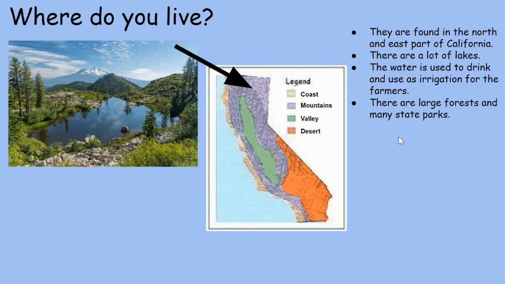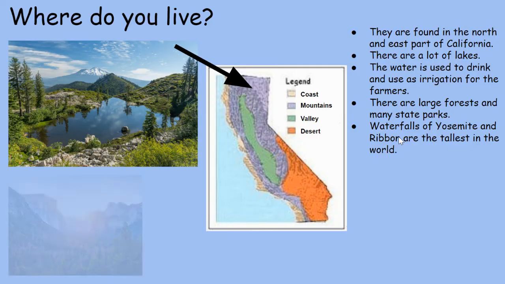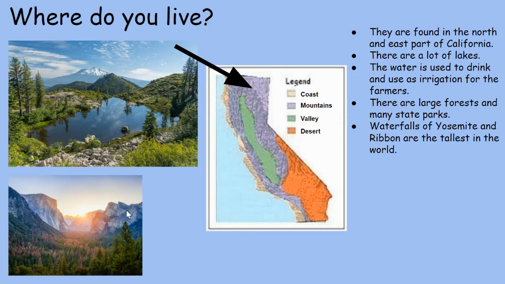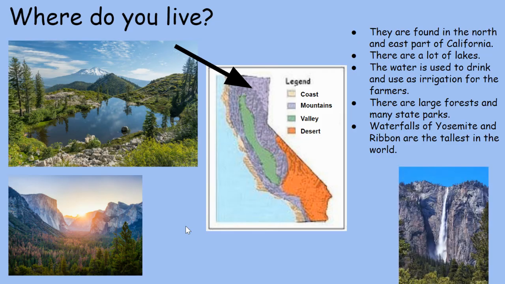There are large forests and many state parks. Waterfalls of Yosemite and Ribbon are the tallest in the world, and I bet many of you have gone hiking to Yosemite. Here's a picture of Yosemite, and here's a picture of one of the biggest waterfalls in the world.